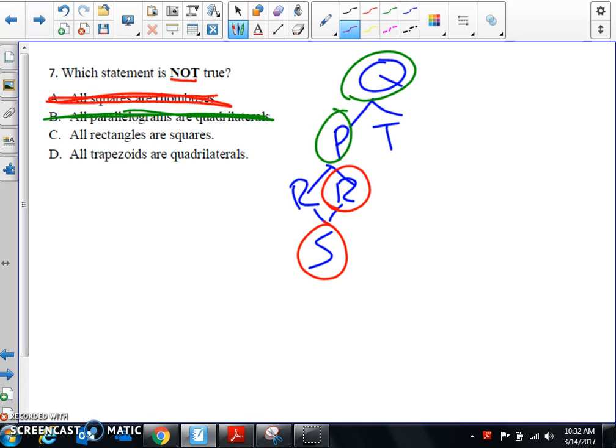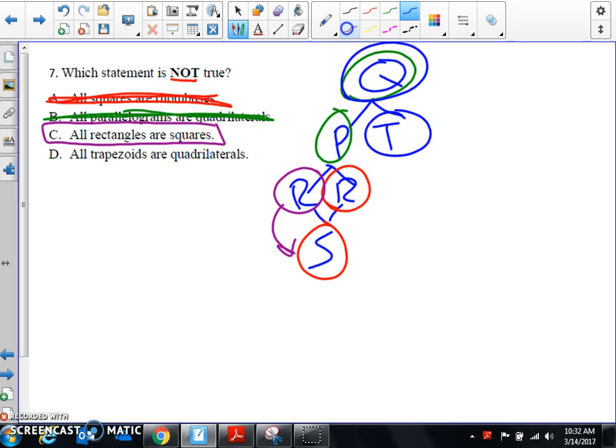All rectangles are squares. No, you cannot go down the tree. So C is going to be our answer. But let's check out D just in case. All trapezoids are quadrilaterals. That is true because I go up the tree. So C is my answer.